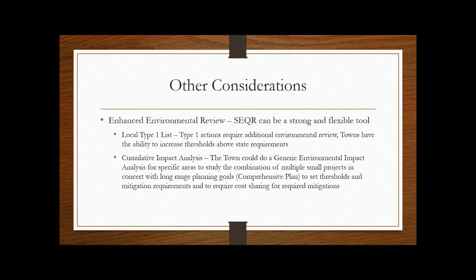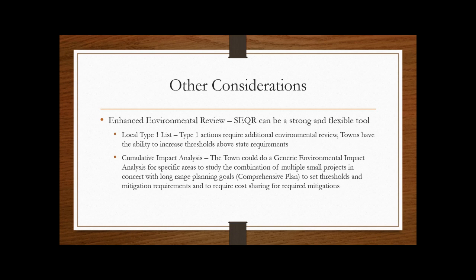The town already has their own list of local type one actions. Type one actions are actions that always require additional environmental review. The state lays out specific criteria, but towns are allowed to have stricter rules. I don't have any off the top of my head, but let's say the state called a 100 car parking lot a type one action. The town could decide to call a 20 car parking lot a type one action, so that the town can have a stricter threshold for review than the state requirement.